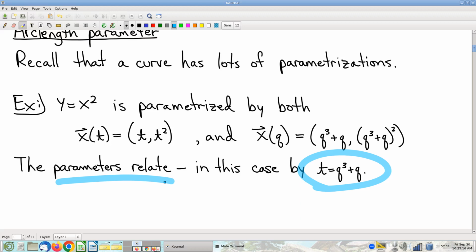Geometrically, the idea here is that, pick some point on the parametric curve, there's going to be a value of t that gets you there. But given that value of t, there's also a value of q that gets you to that same point. After all, these are both parameterizations of the same curve. So there's some value of q that gets you there too. So for a given t, there is a corresponding q, and vice versa. So there's an algebraic relationship between the parameters.